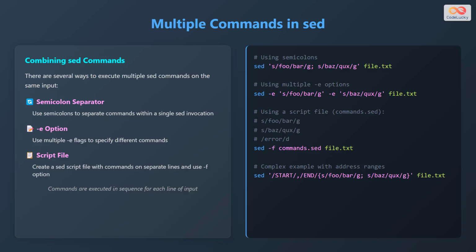To use a script file, create a file such as commands.sed, which might contain the lines s/foo/bar/g, s/baz/qux/g, and /error/d. Then run it with sed -f commands.sed file.txt. For complex scenarios with address ranges, you can use sed '/start/,/end/{s/foo/bar/g;s/baz/qux/g}' file.txt to apply the substitutions only within the lines starting with start and ending with end.